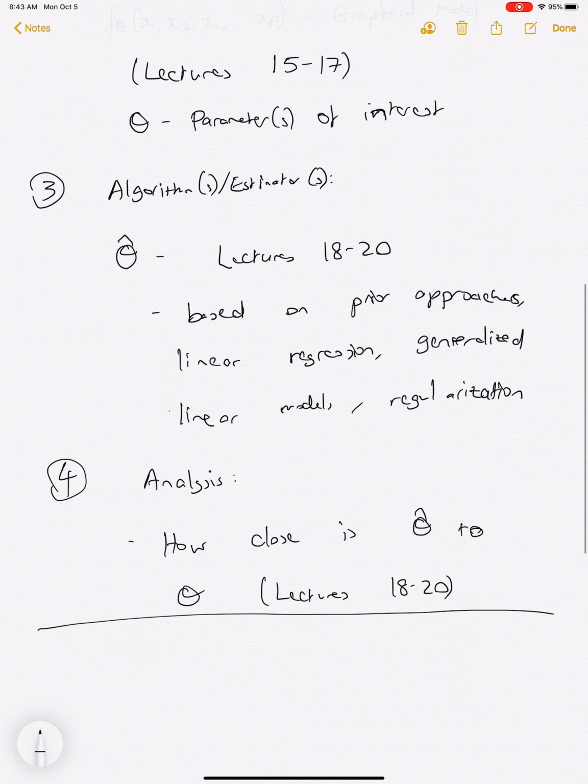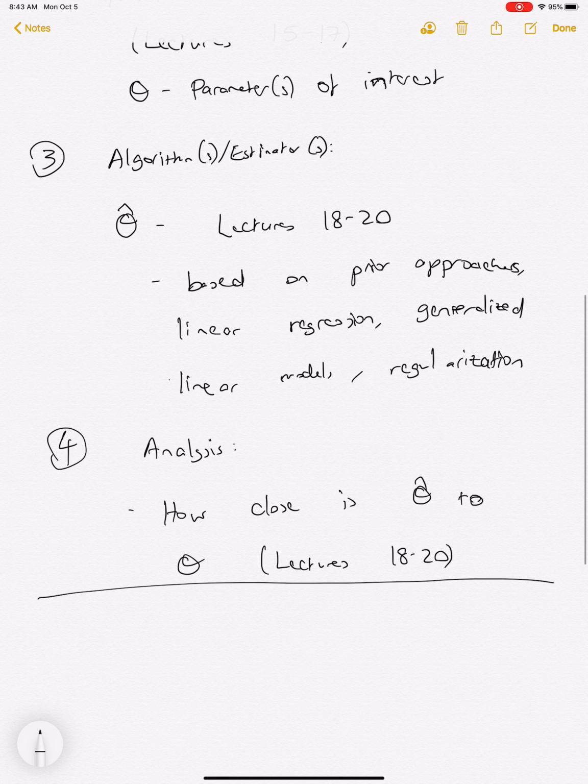And then we're going to talk about the analysis also in lectures 18 to 20, like how close is theta hat to theta. And once again, we're going to be building off a lot of the results that we've already seen from previous things. So here, previously, b hat was like a coefficient parameter, so regression parameter. Here, theta hat and theta are going to refer to the parameters that encode the graphical model.